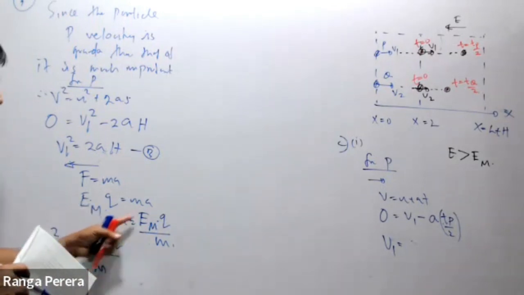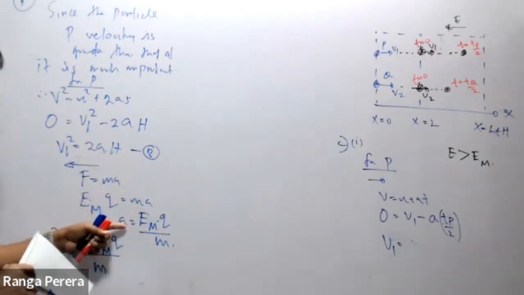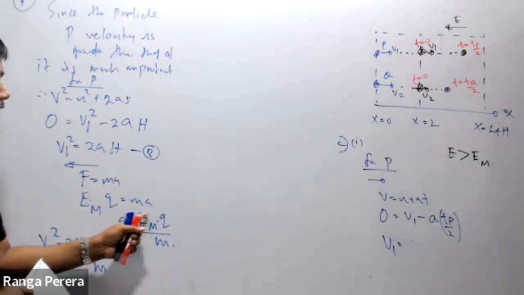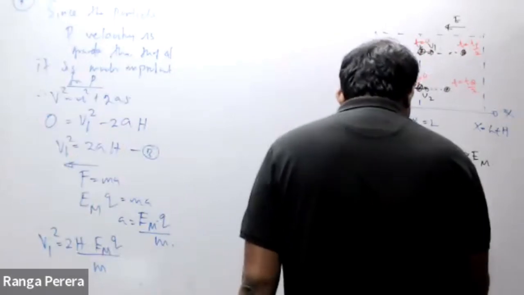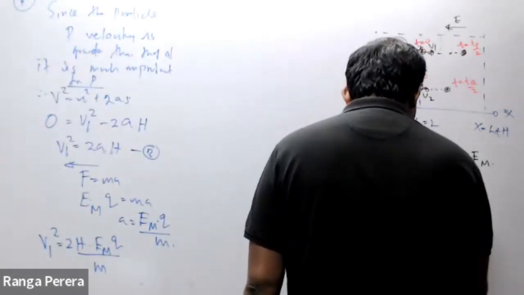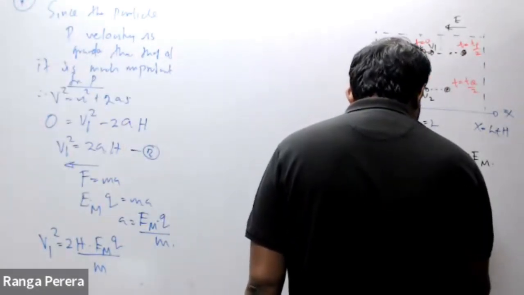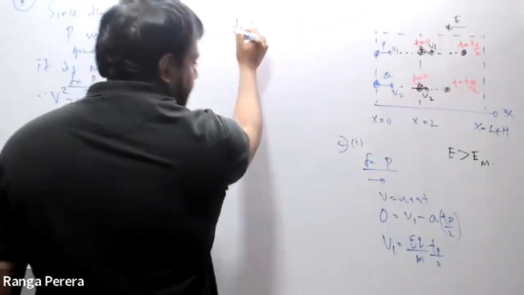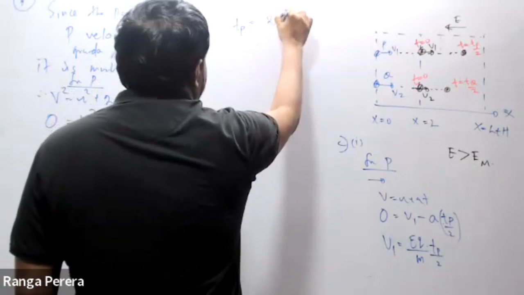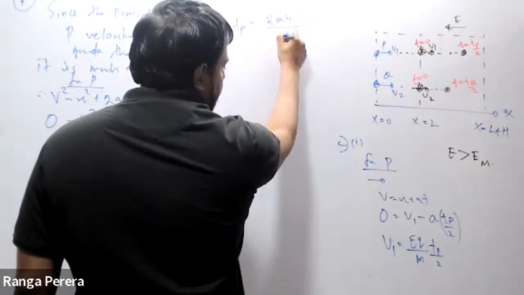Since you have calculated the acceleration for such kind of a particle, you can straight take that EQ divided by m. Here EQ divided by m into Tp divided by 2. So the Tp equals 2m V1 divided by EQ.